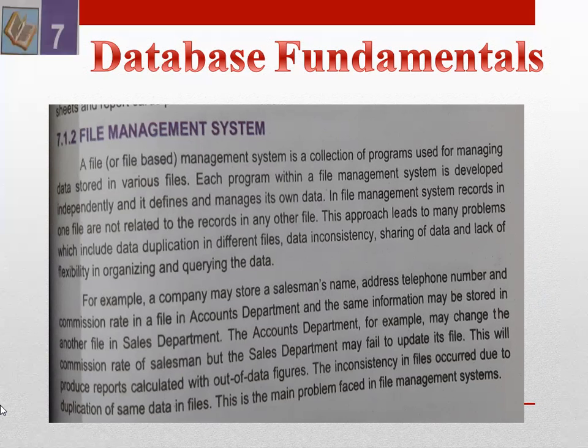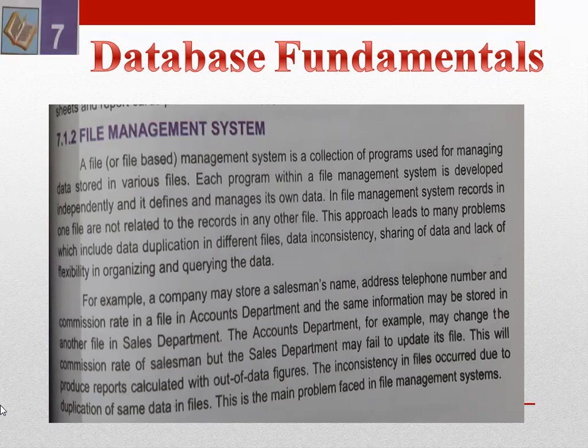For example, a company may store a salesman's name, address, telephone number, and commission rate in a file in the accounts department, and the same information may be stored in another file in the sales department. The accounts department, for example, may change the commission rate of the salesman, but the sales department may fail to update its file. This file produces reports calculated with out-of-date figures. This inconsistency in files occurs due to duplication of the same data in files. This is the main problem faced in file management systems.